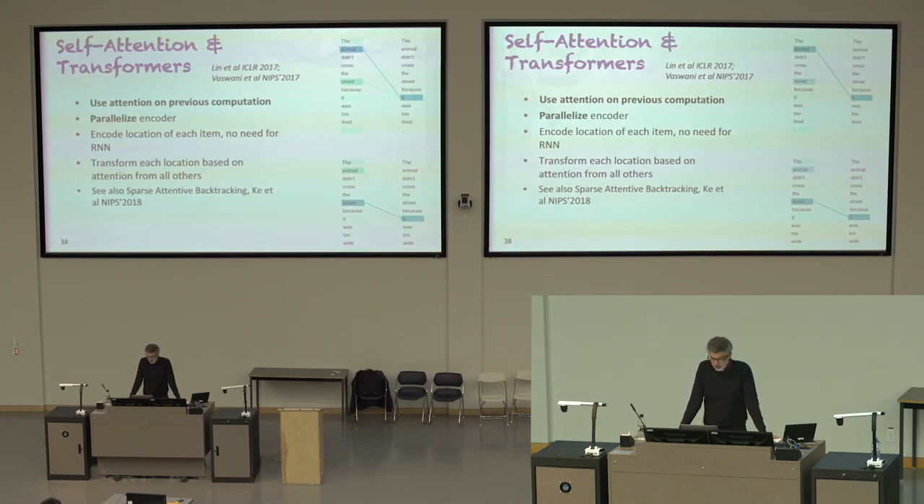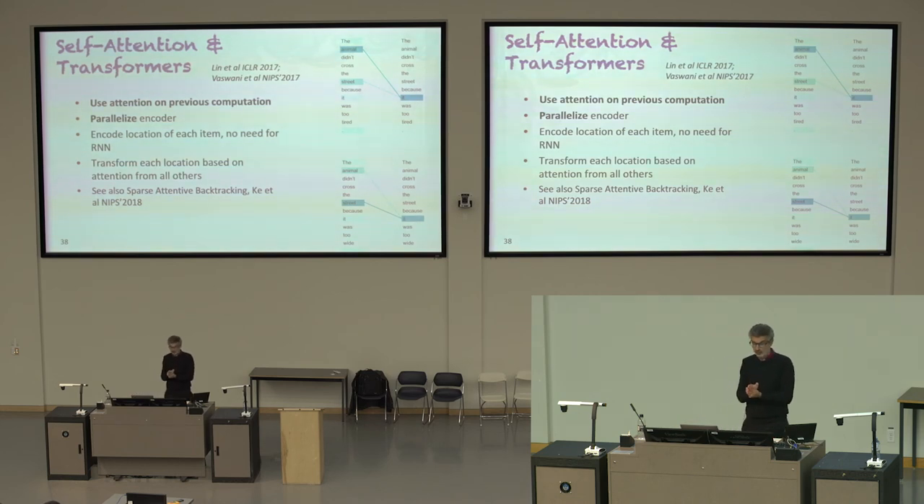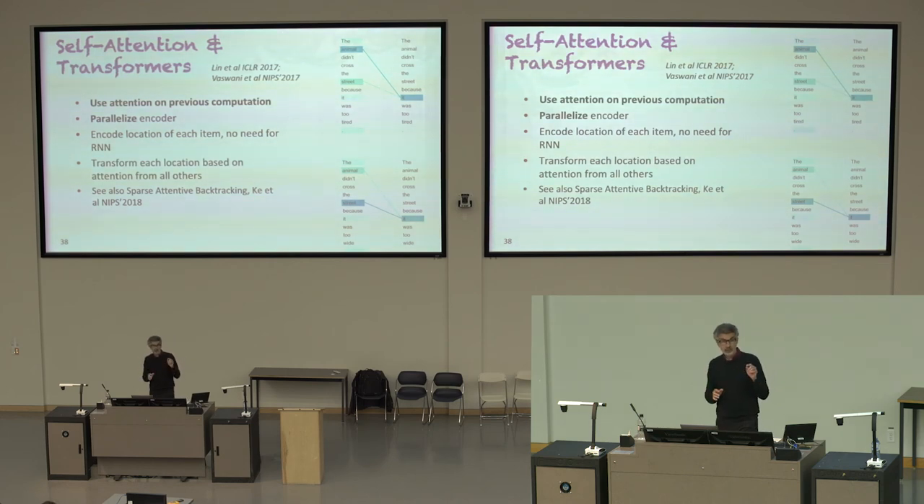First of all, I should have said that self-attention and the transformer architectures are currently the state of the art in a large set of NLP tasks. They've become ubiquitous. And very recently, there's a paper called XLNet, Extra Large Net, which combines self-attention and recurrence.